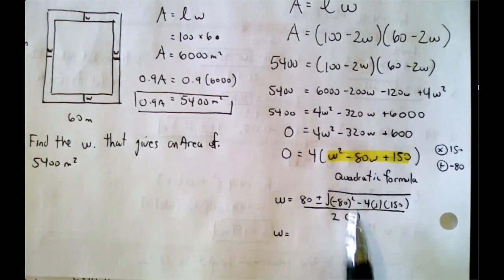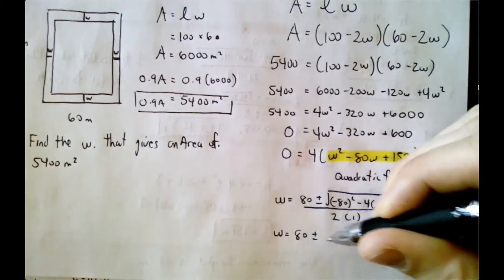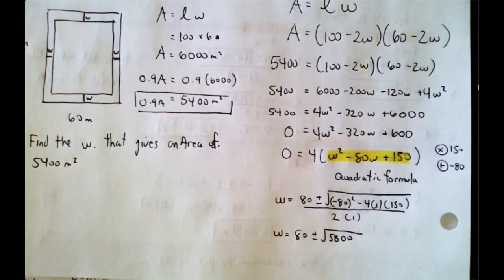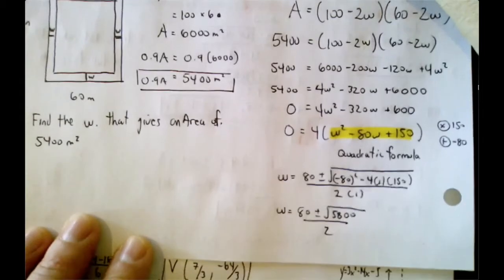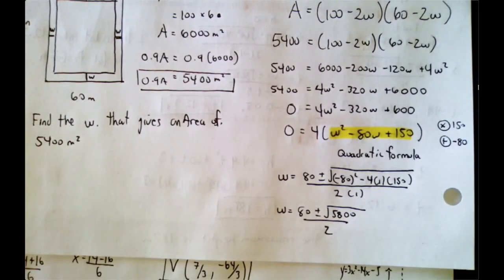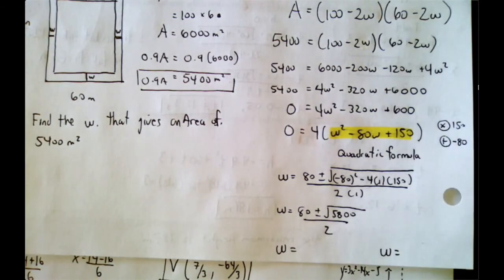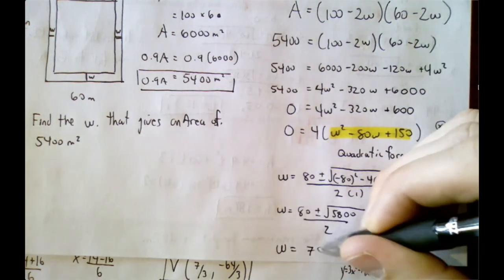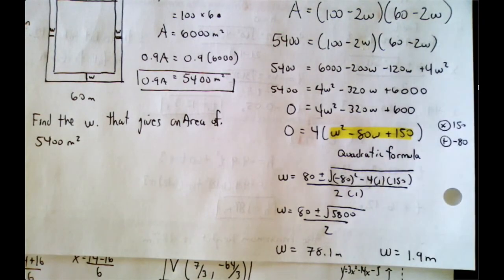So in the interest of time, I've done this discriminant in advance. I'm not going to show it on the calculator. It is 5,800. And we're going to divide by 2. And finally, let's find our W's. I've typed these in a couple times, so instead of typing this in, I'm just going to go straight to the answer. The two W's we get are 78.1 meters and 1.9 meters.